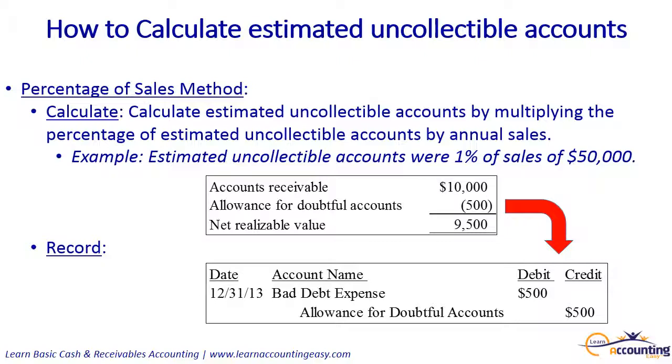We plugged that in there. From $10,000 of accounts receivable, we subtracted the $500 of allowance for doubtful accounts to get to the net realizable value of $9,500. Again, the $9,500, that's the amount we ultimately expect we will collect. Then at the bottom, to go ahead and record that in the general ledger, all we have to do is debit bad debt expense, $500, and then we credit the allowance for doubtful accounts account for $500 as well.